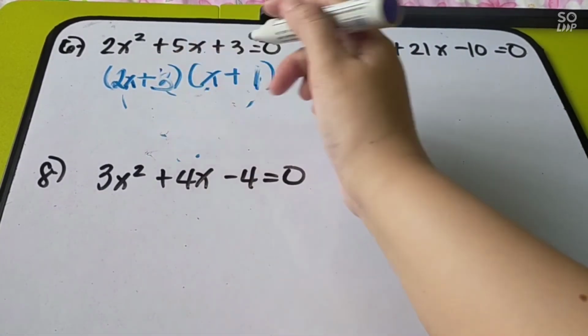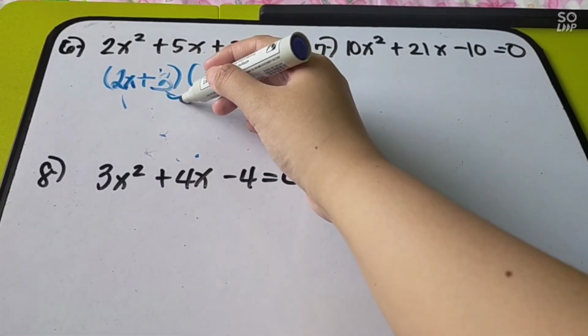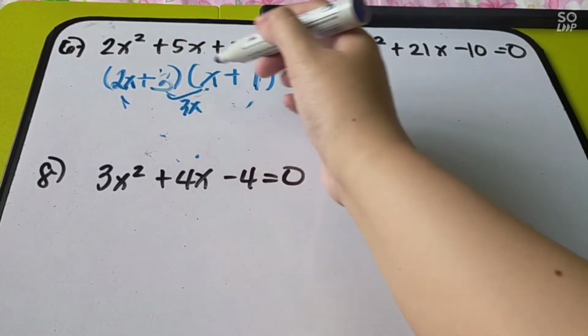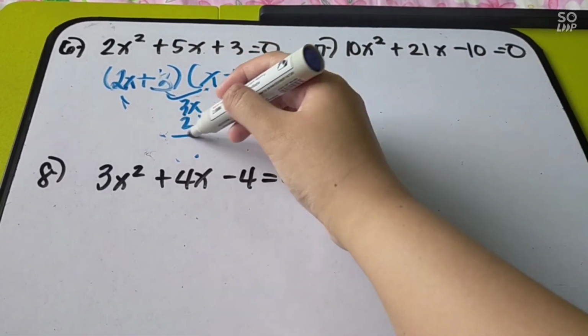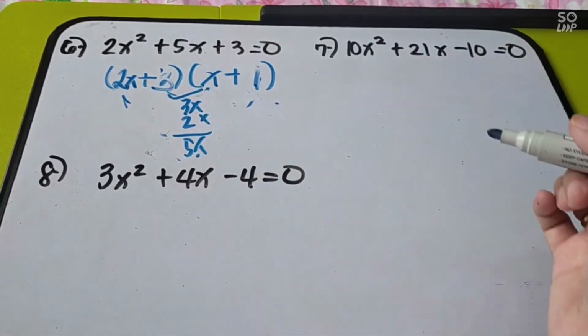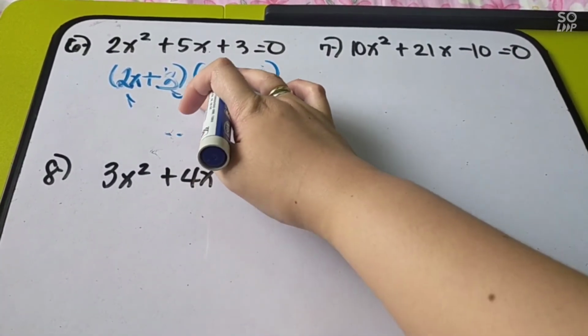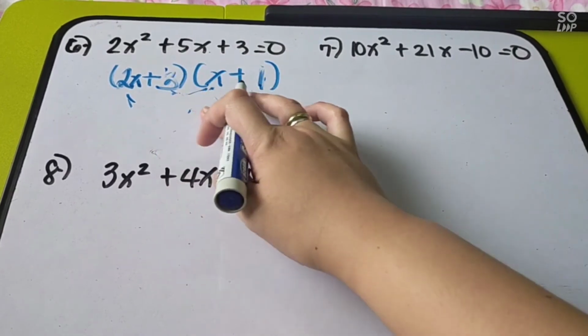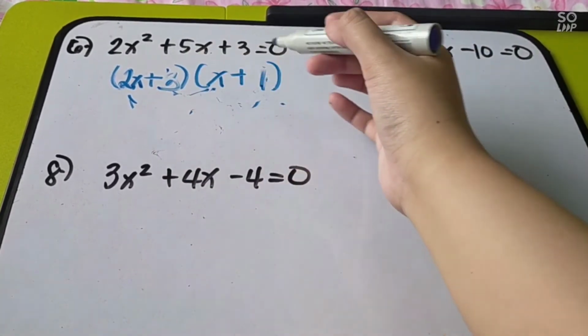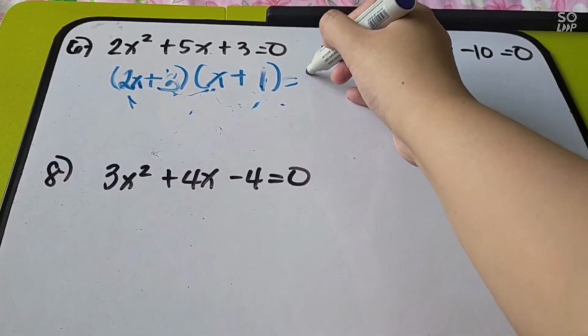Yan. Tingnan natin kung tama. 3 times x, that is 3x. 2 times 1, that is 2x. If you add this 1, the answer is 5x. So, therefore, ito yung tamang, this is the correct factors. We have 2x plus 3 at saka x plus 1 equal to 0.